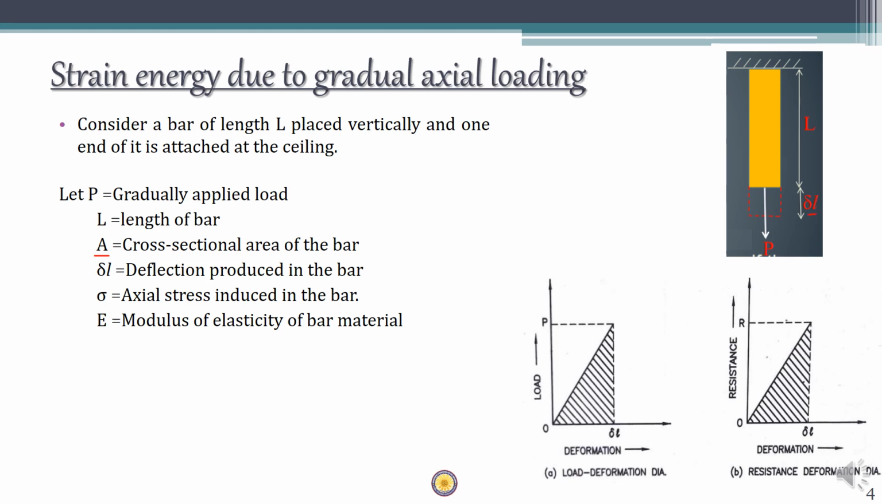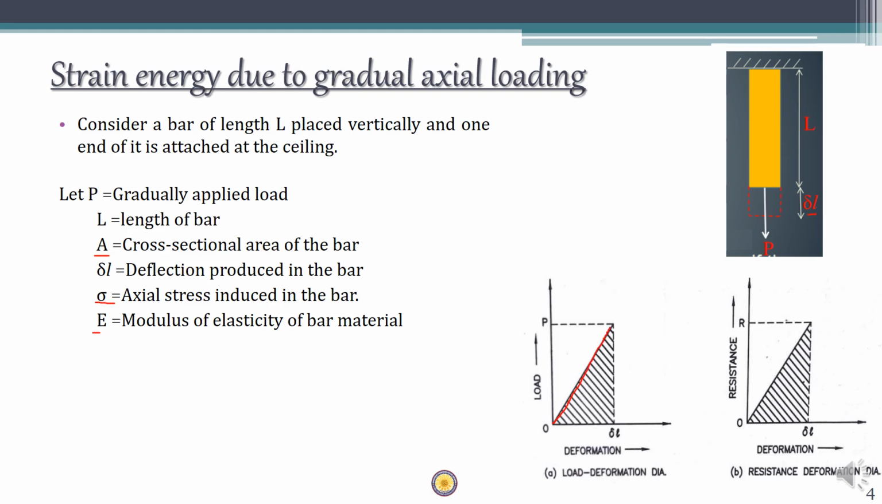Let's say that the axial stress induced in the bar is sigma, and the modulus of elasticity of the bar, which is a material property, is E. Now, whenever the load is applied axially and gradually, the load will increase from 0 to a maximum load of P, and during this the deformation will also elongate proportionally. So the load versus deformation graph will be an inclined straight line as shown here.